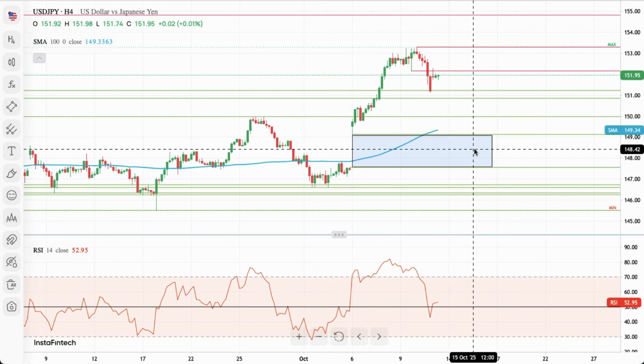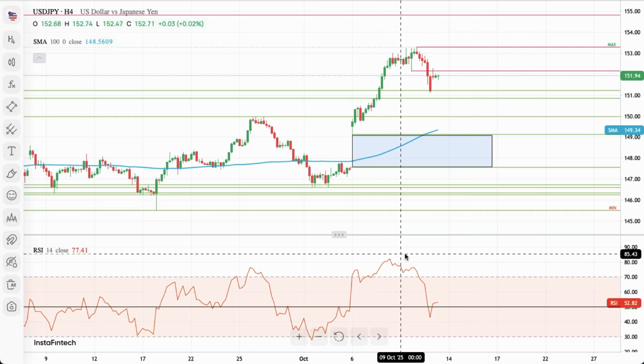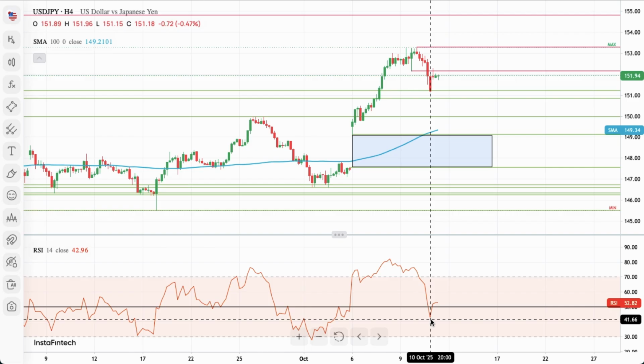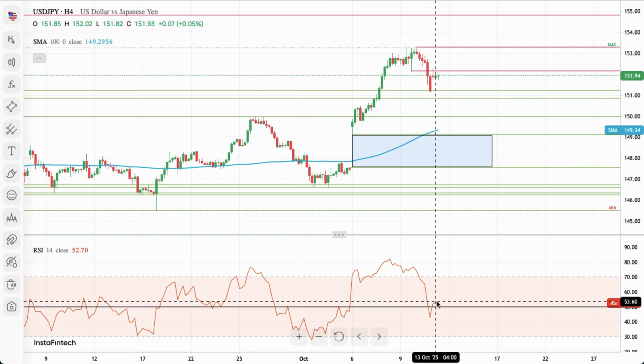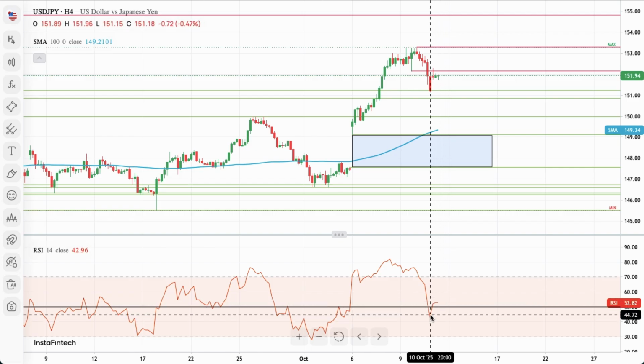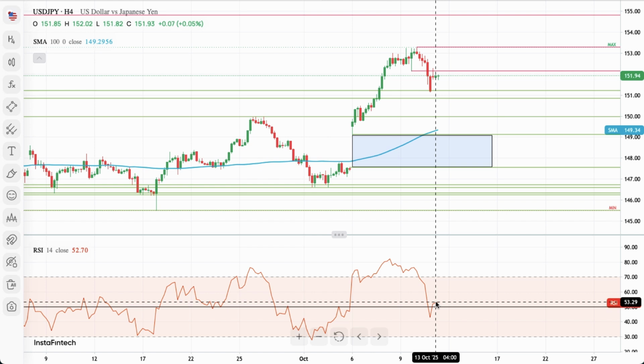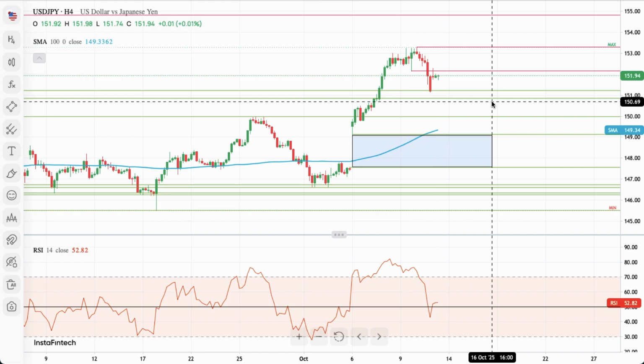This is the gap that has the tendency to be filled. We come off extremely overbought conditions, broke the level of 50. Now the market keeps bouncing higher. So for now we just have our levels to observe, and we will see how the situation will be developing.